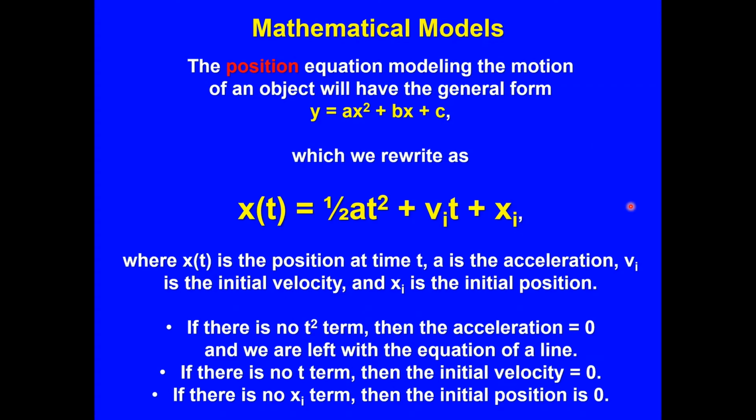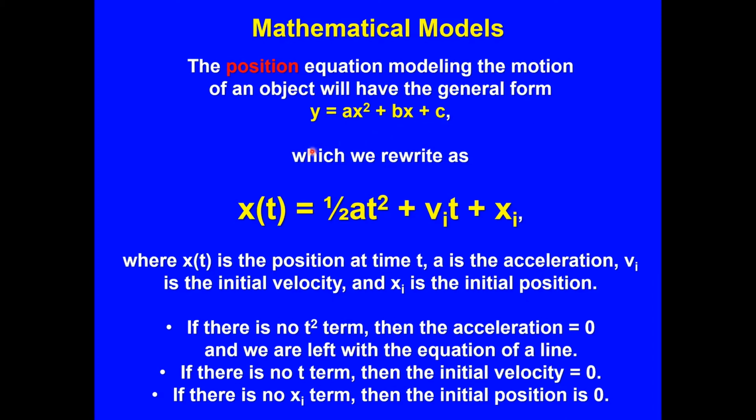In this video, I will summarize the mathematical models or formulas describing an object's motion. The mathematical model for the position of an object is generally given by the equation of a parabola, y equals ax squared plus bx plus c.